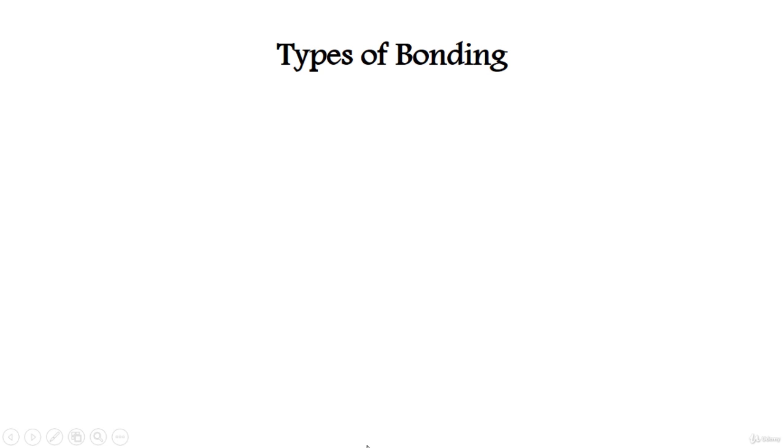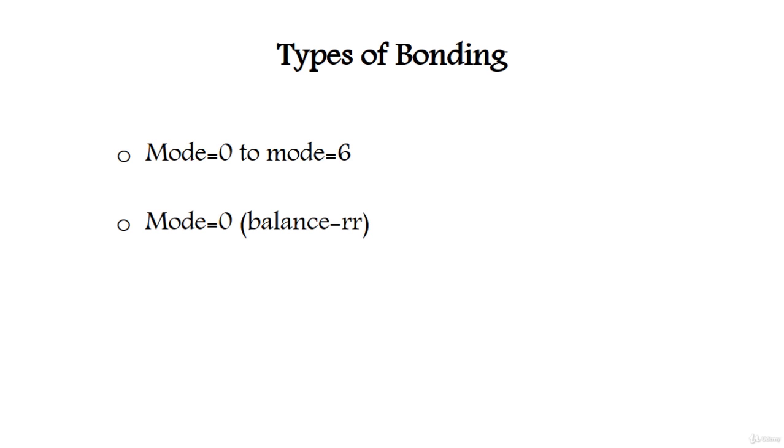Hello students, in this lecture we're going to talk about types of bonding. So bonding is divided into 6 different types, or 7. Modes equals 0 to mode equals 6. Mode 0 is also called balance-rr, rr for round robin, and it is the default mode. It transmits packets in sequential order from the first available slave through the last. This mode provides load balancing and fault tolerance.